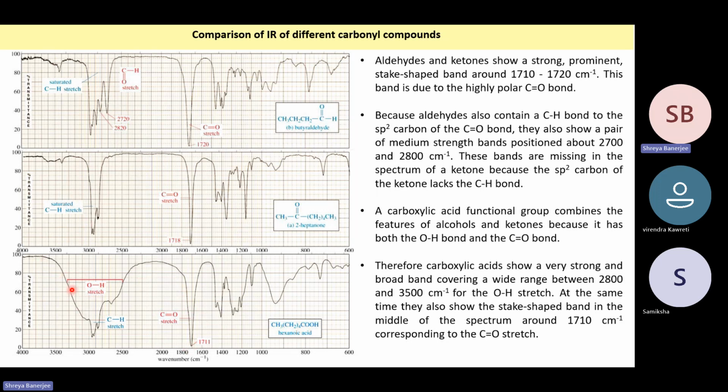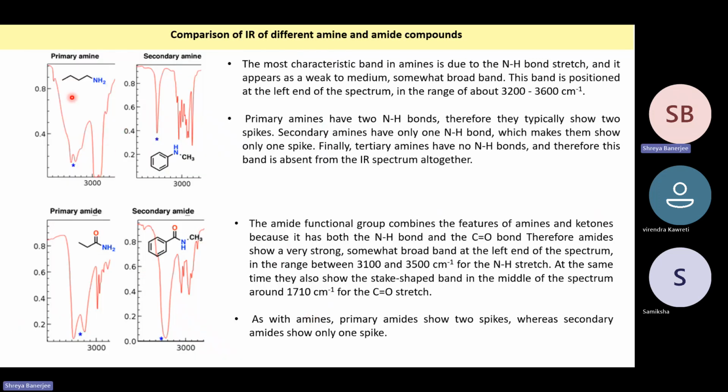So depending on the different peaks that are there, we can predict what functional group is present in our molecule. Then you have the different amines. So NH stretching occurs at a characteristic range of around 3200 to 3600. So if you have NH2, you have two peaks here. But in this compound, you have only NH, so there is only one peak.